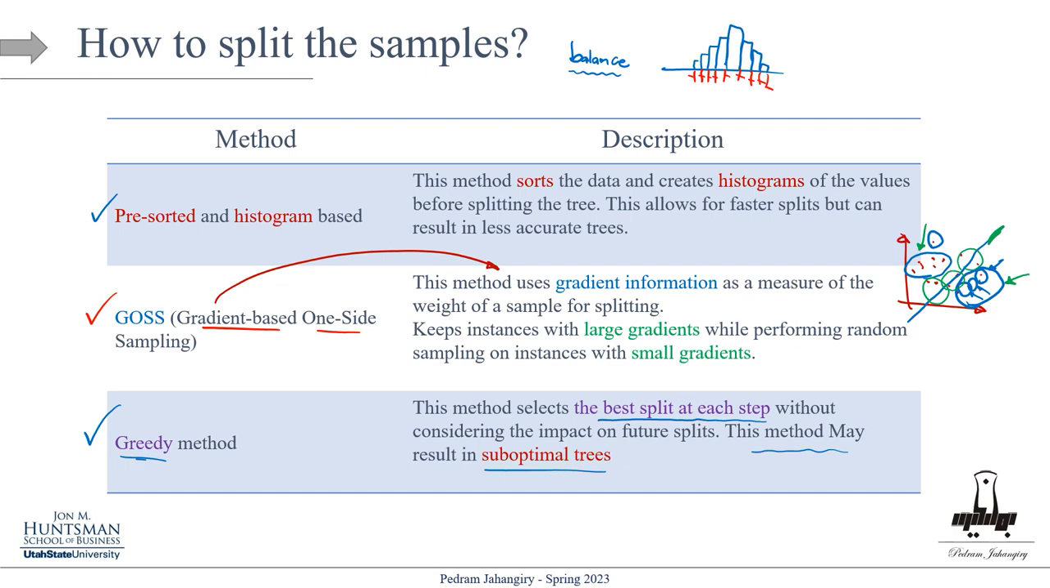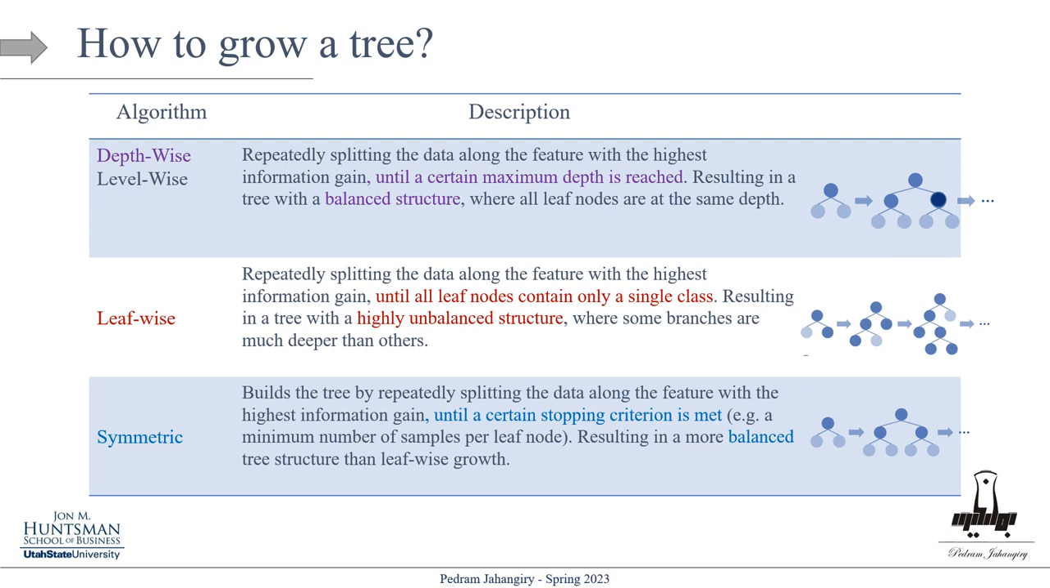Now let's look into the third question. Now let's answer the third question, how to grow a tree. What is our growing mechanism or algorithm? There are different ways: depth-wise or level-wise, leaf-wise, or symmetric. So starting from the depth-wise.